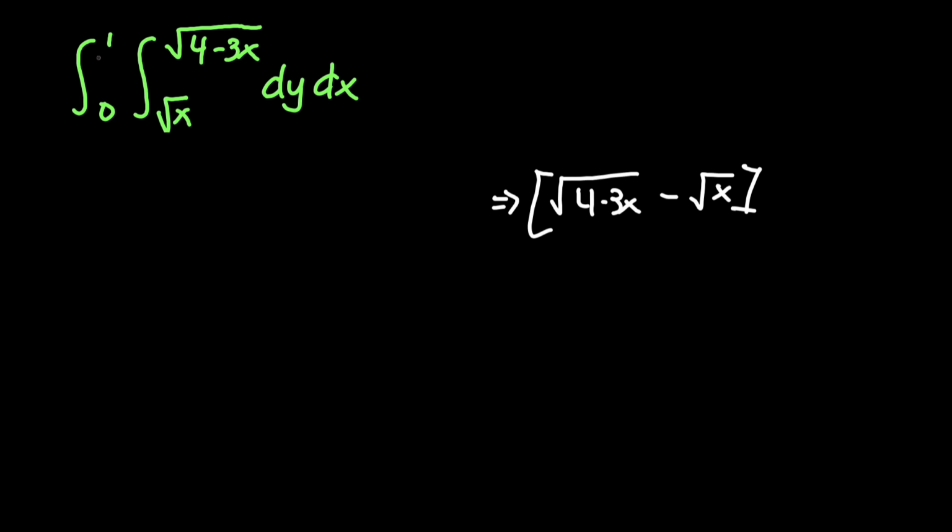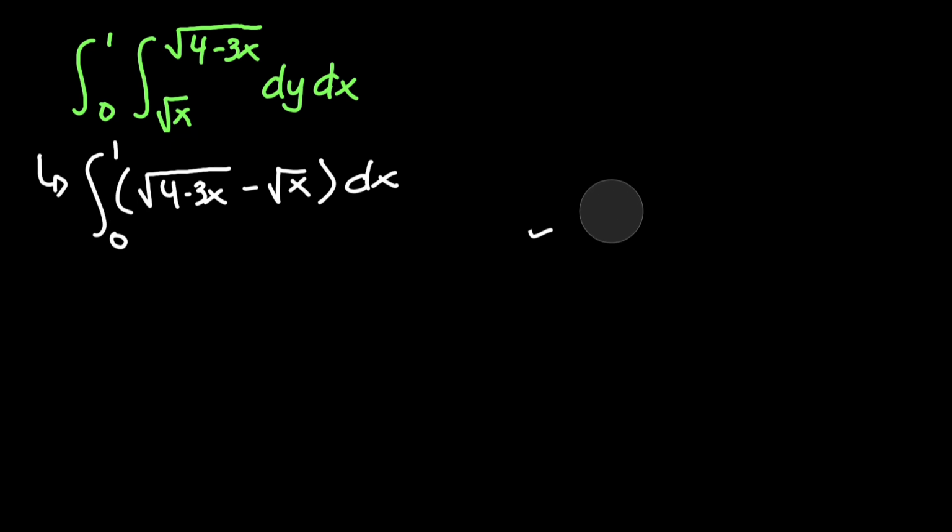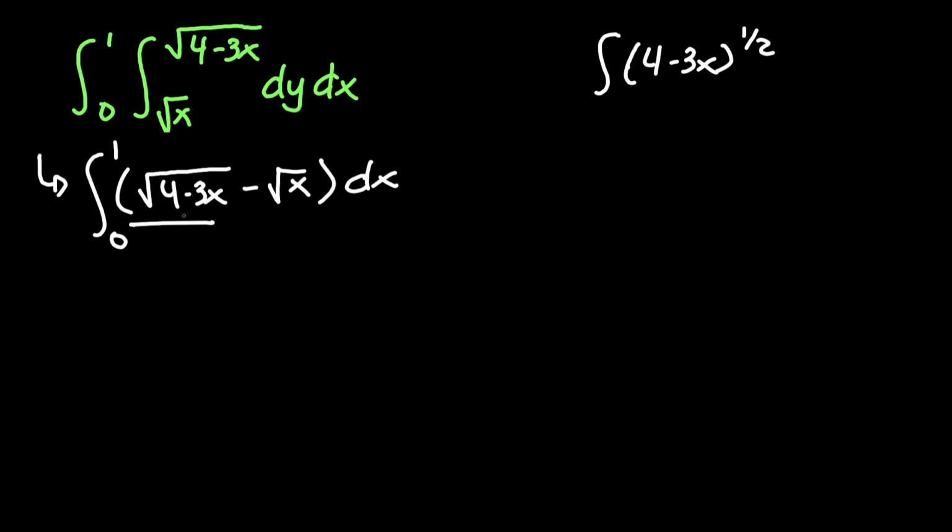Now, focusing on the outer integral, you will have this value, the integral of square root of 4 minus 3x minus square root of x multiplied by dx with the upper limit of 1 and lower limit of 0. And now integrating this, let us focus first on the integral of 4 minus 3x raised to the power of 1/2. This is simply also the same as square root of 4 minus 3x.